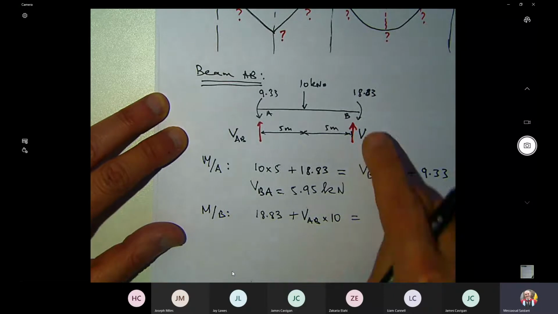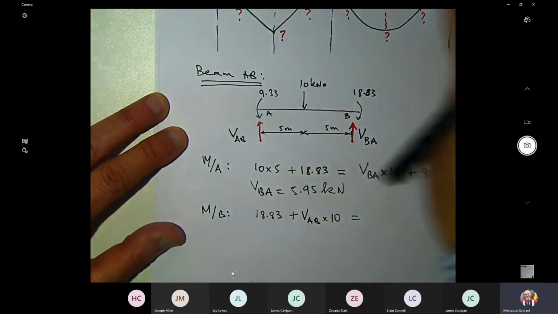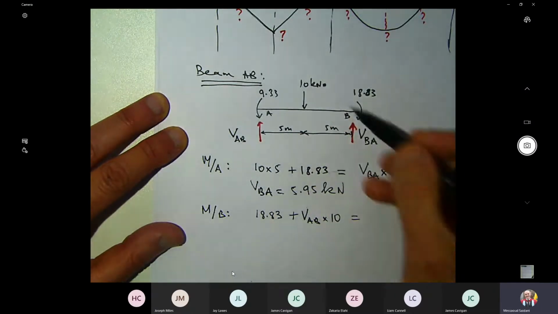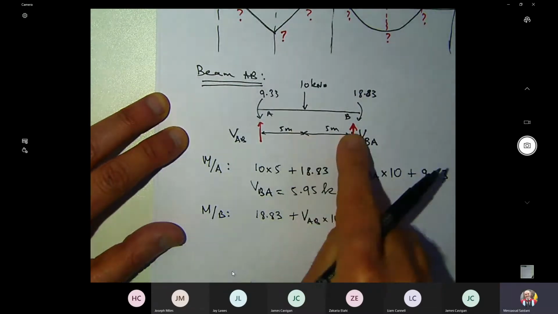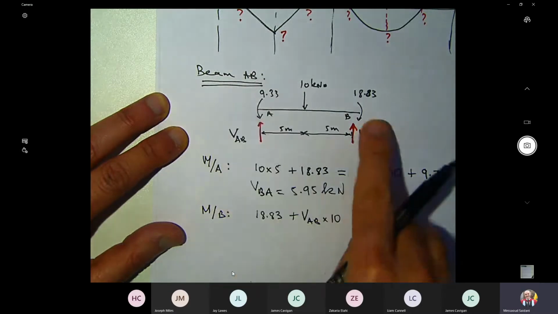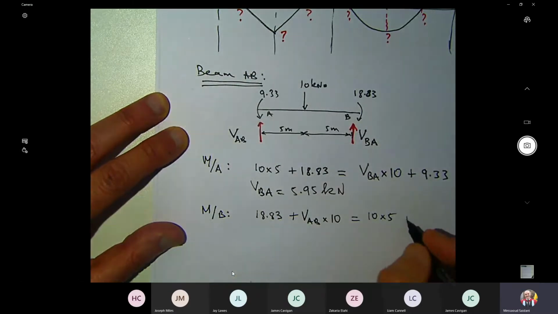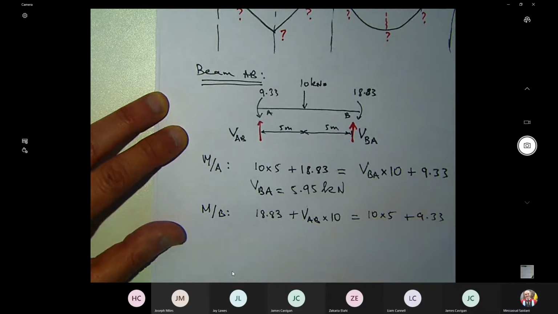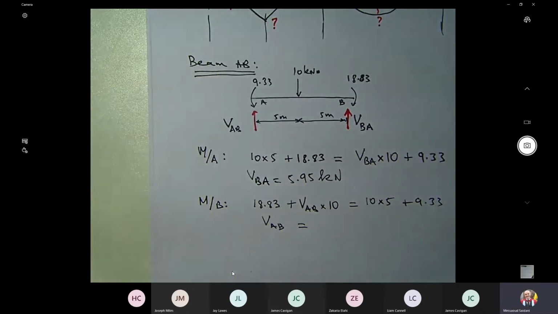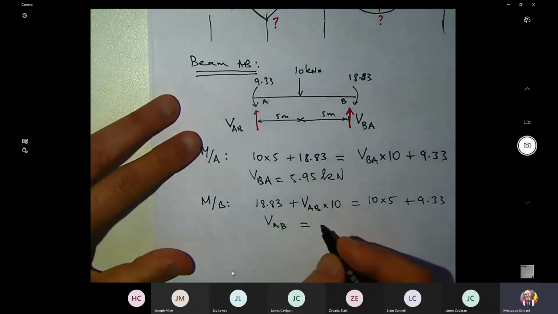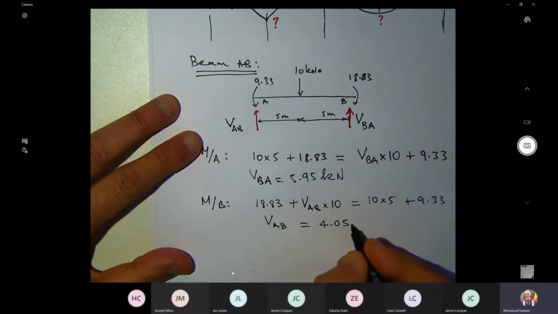And then equals anti-clockwise, you can see here B, anti-clockwise, going this way. We have 10 times 5. This load here times 5, and that's also anti-clockwise about B. So we have 9.33. And please, again, do check for me the answer. I got 4.05. That's what I have, yes. So we have 4.05 kilonewton.